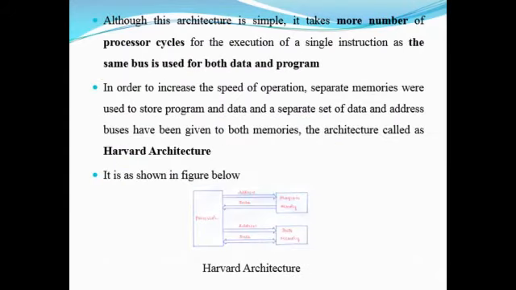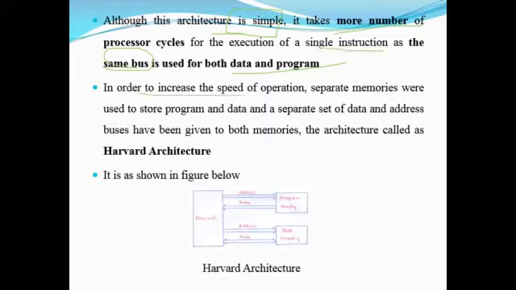So this is very simple when it comes to the architecture, but it requires more processor cycles for the execution of any instruction. That is because the same bus is shared by both data and program. So sharing of the bus is required, which reduces the speed of instruction execution.